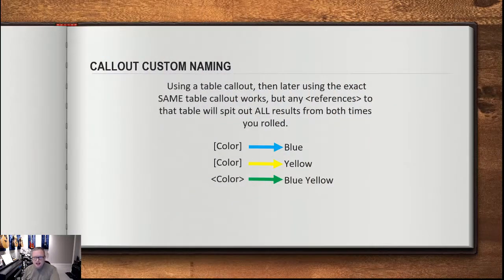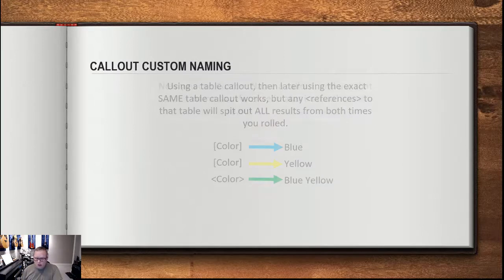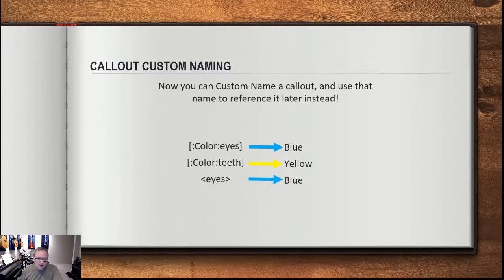Callout custom naming. Super important to get this concept down because it is necessary for many of the other callouts and syntax that we have. So normally, if you're just going to use just the vanilla functionality of story templates, if you call a table and then later call it, it stores both those results tied together like Siamese twins. So if I call color and it comes out blue, and then later I call color again and it comes out yellow, and then later I reference it, I'll get blue yellow, and it's never what you want.